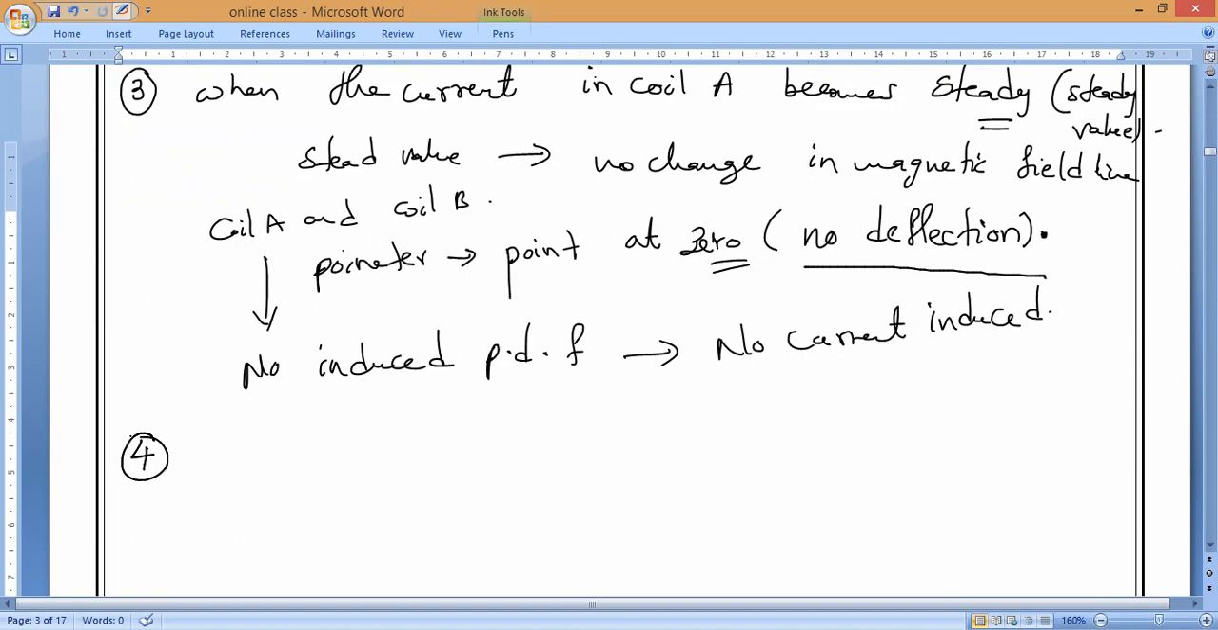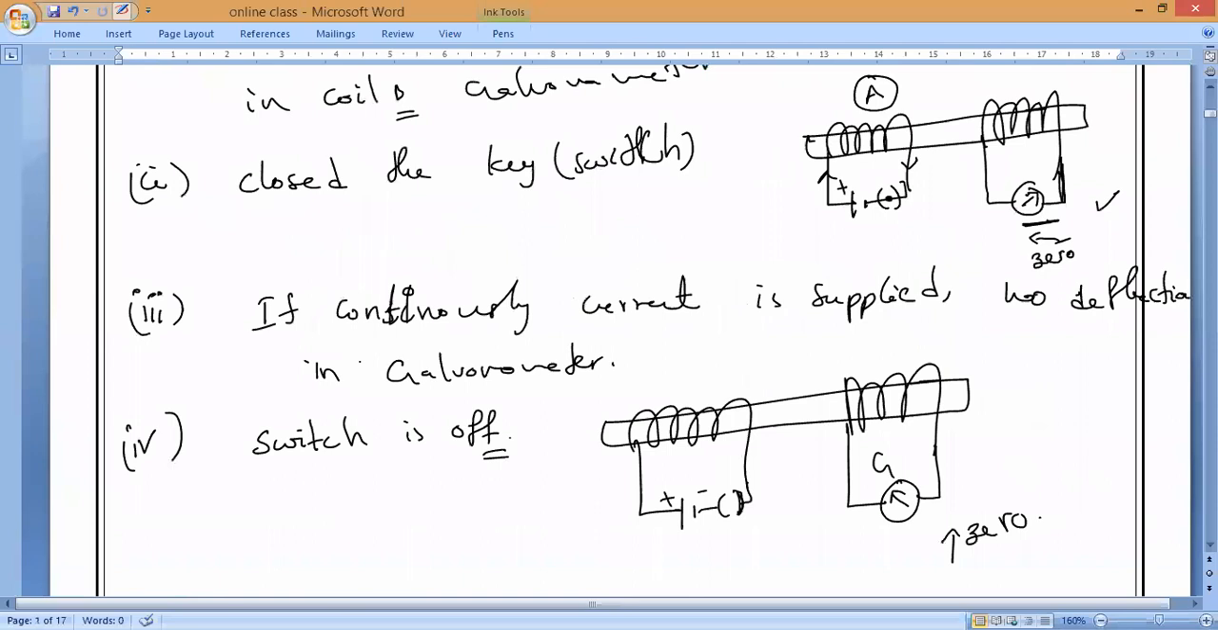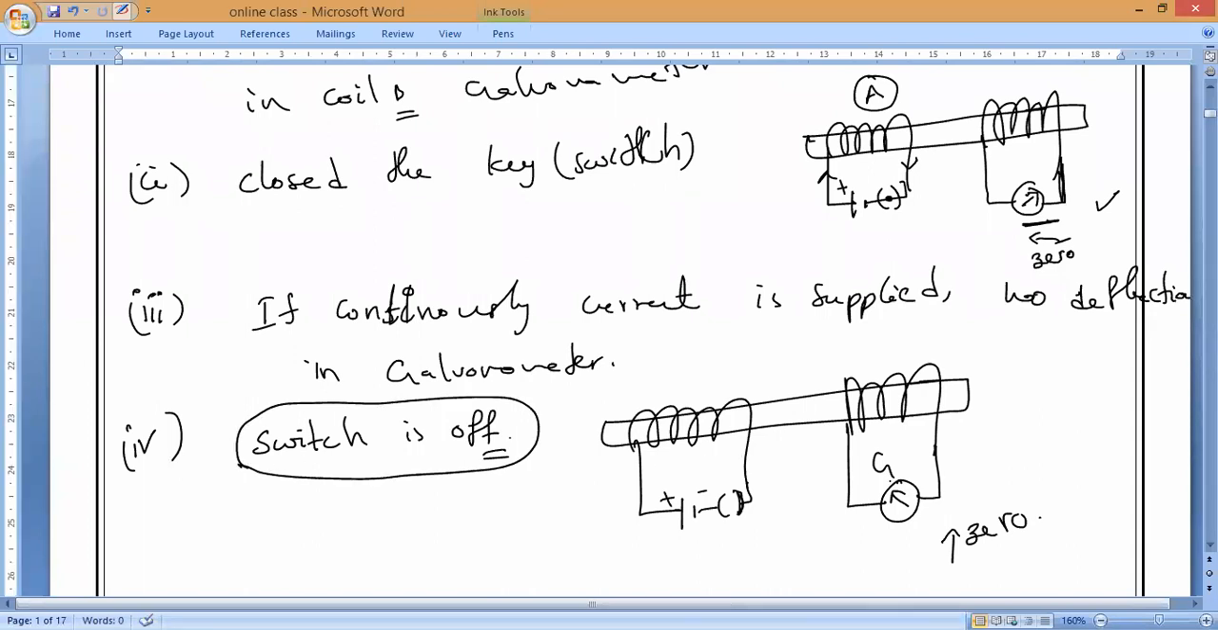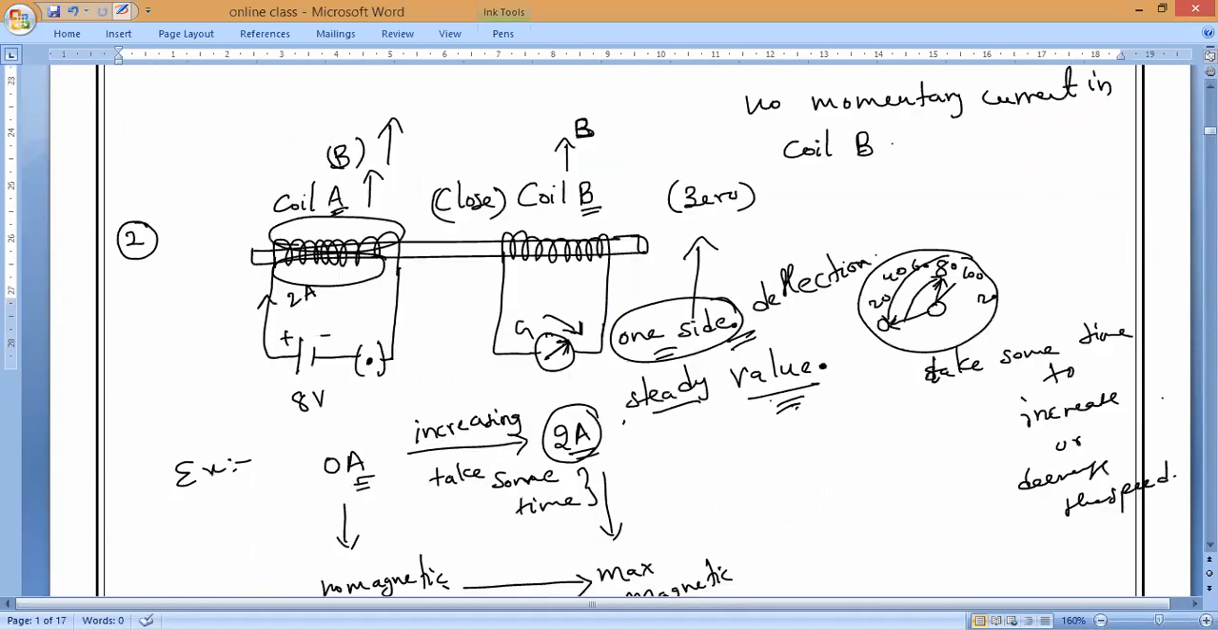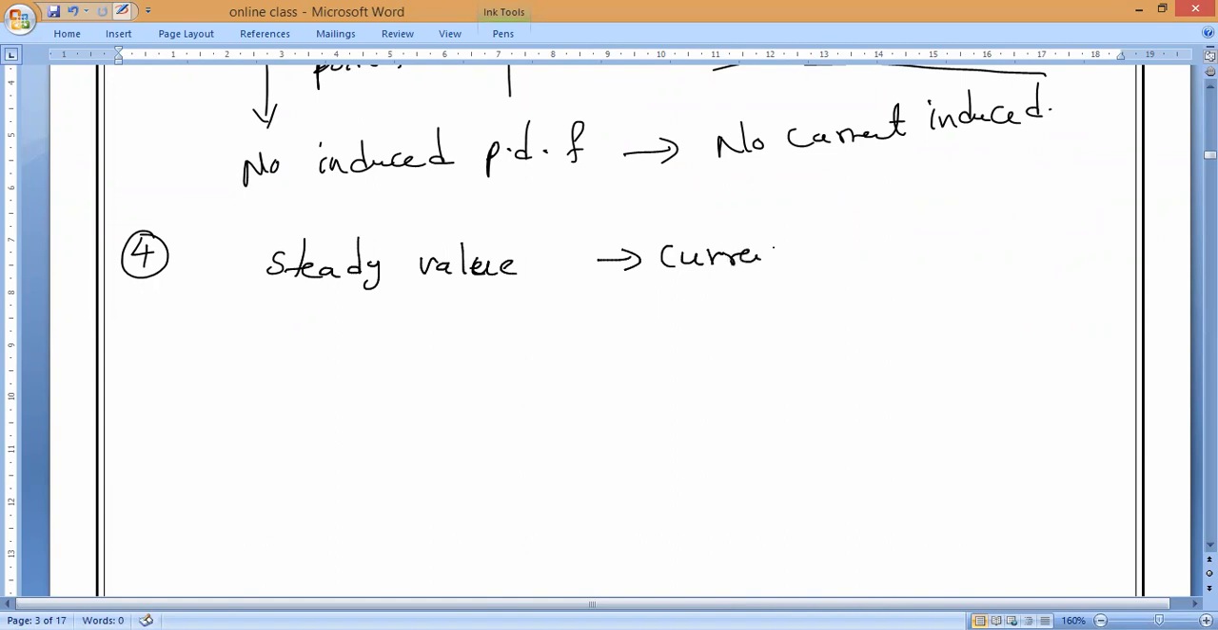And the last one. Now again you tell me, opposite to the second point. What is the last observation we have made, guys? Switch off. So by that time, it will show some momentary deflection in the opposite direction. So in this case also the current is induced. That is what they are saying. Yes. Now you tell me, in this case what is happening? Already the current passing in coil A is at the steady value. Yes or no? The steady value is already there. So the current in coil A is already steady.